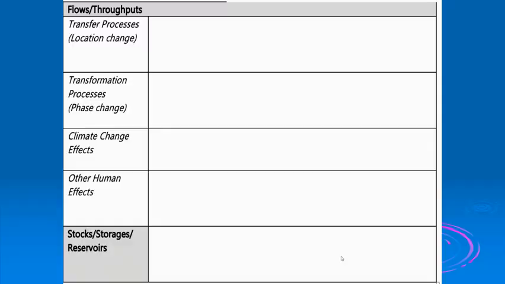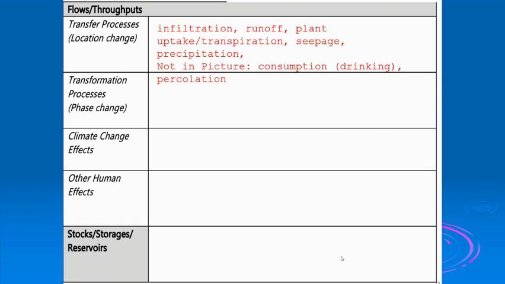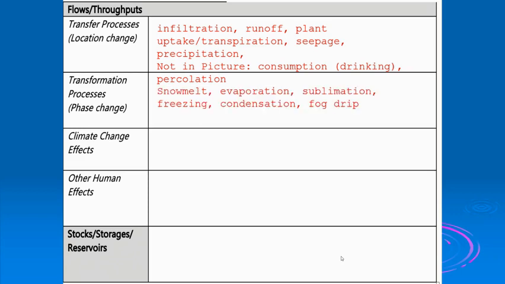So let's look at some of these different processes and flows in the water cycle. So different transfer processes, things like infiltration, runoff, plant uptake, seepage, and precipitation. Like I said, there's also drinking or percolation. Some of the transformation processes: snow can melt into water, water can evaporate into water vapor, sublimation where ice, solid water, just turns into water vapor, freezing, condensation, fog drip.